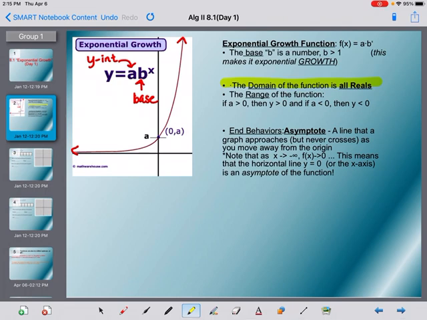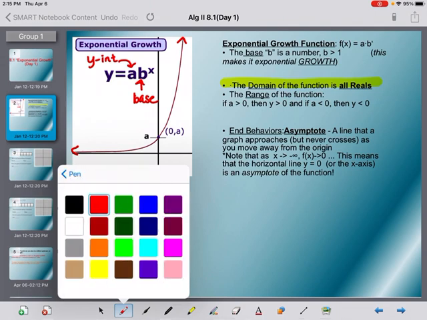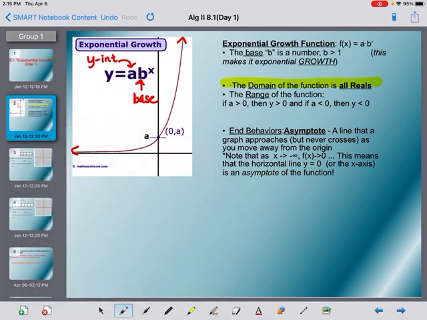The end behaviors of our function are, remember, what the graph is doing as x is either getting really small or as x is getting really large. So we would say that as x approaches negative infinity, f of x approaches 0. And that's what's happening. As our x values get small on the left side of our graph, that graph is approaching our x-axis, or the line y equals 0. This is called a horizontal asymptote of the function.